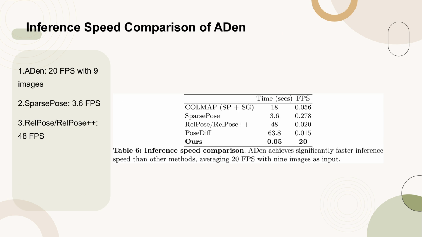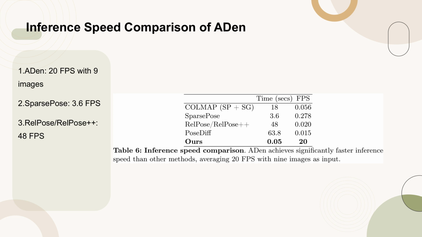Table 6 presents a comparison of inference speeds among various methods, with ADen demonstrating a significantly faster performance. ADen achieves an average speed of 20 fps when processing 9 images, outperforming other methods such as Sparse-pose at 3.6 fps and RelPose/RelPose++ at 48 fps. This table highlights ADen's efficiency and effectiveness in real-time applications, underscoring its superiority in both speed and accuracy.